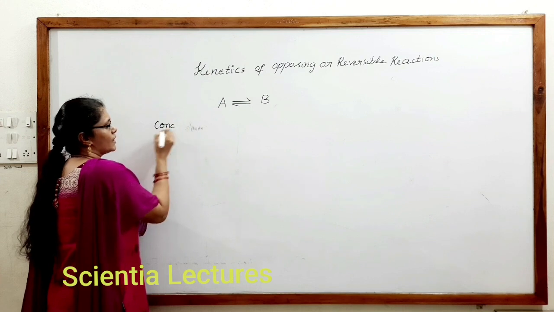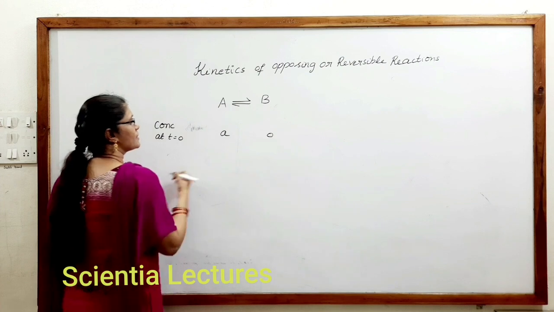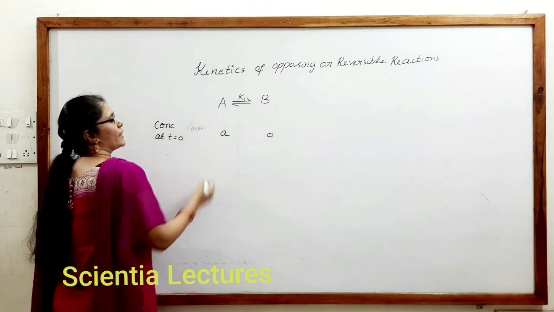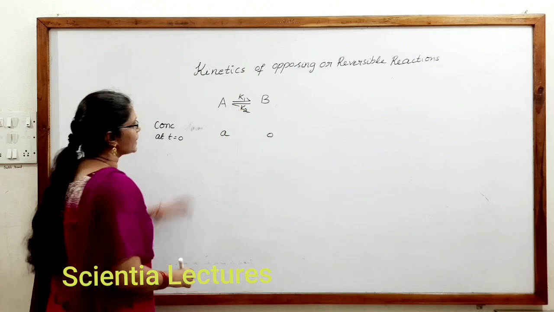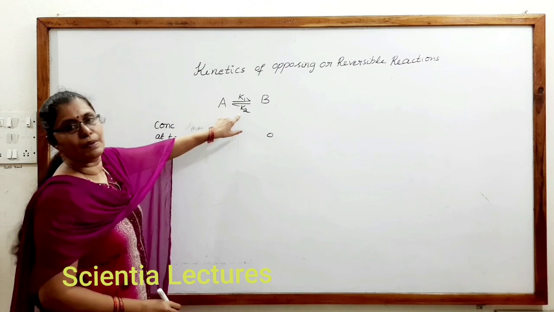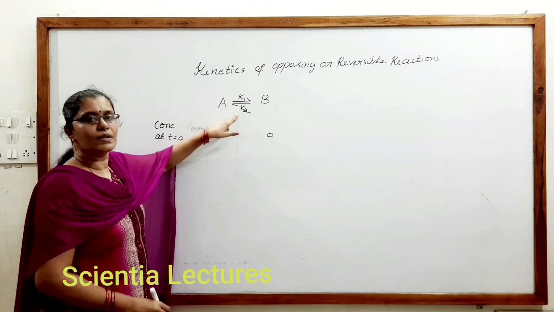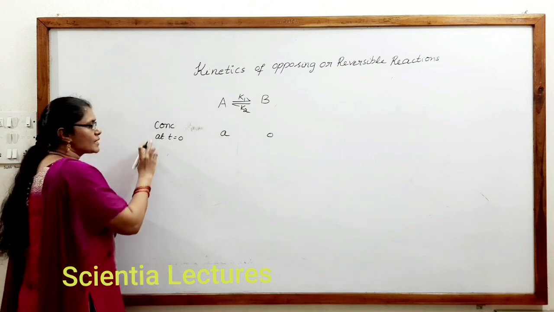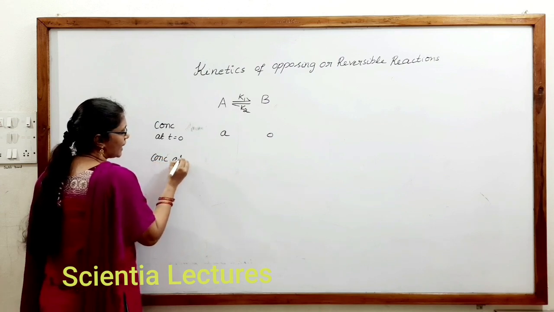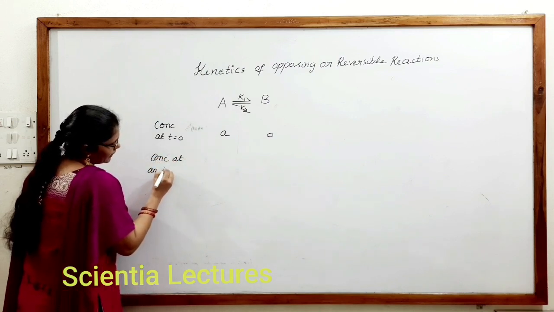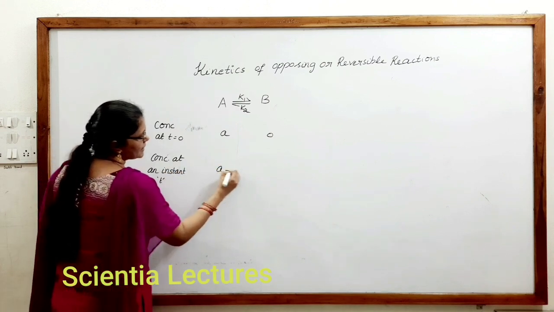Concentration initially at t equal to 0. Let us take this is A, this is 0. Now the rate constant of the forward reaction is K1, and the rate constant of the backward reaction we will take as K2. This could be expressed as Kf, Kb also. Remember that Kf is the rate constant of the forward reaction, Kb is the rate constant of the backward reaction. Concentration initially is A0. Concentration at an instant t, we can take this as A minus x.